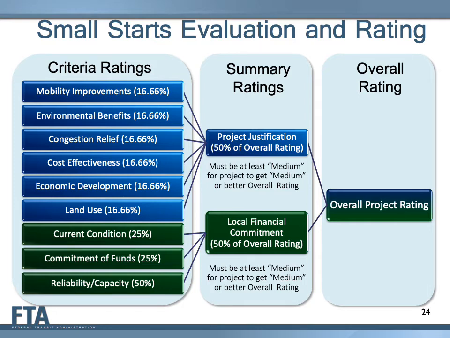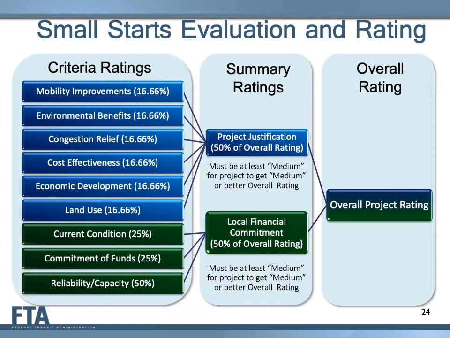The law specifies that FTA evaluate the 6 project justification criteria and give "comparable but not necessarily equal" weight to each when determining a summary project justification rating. Thus, FTA gives equal weight to each, meaning that each of the 6 is given a weight of 16.66% when determining the summary project justification rating. The local financial commitment criteria are current financial condition, weighted 25%, commitment of funds, weighted 25%, and reliability of the financial planning assumptions and financial capacity, weighted 50%.